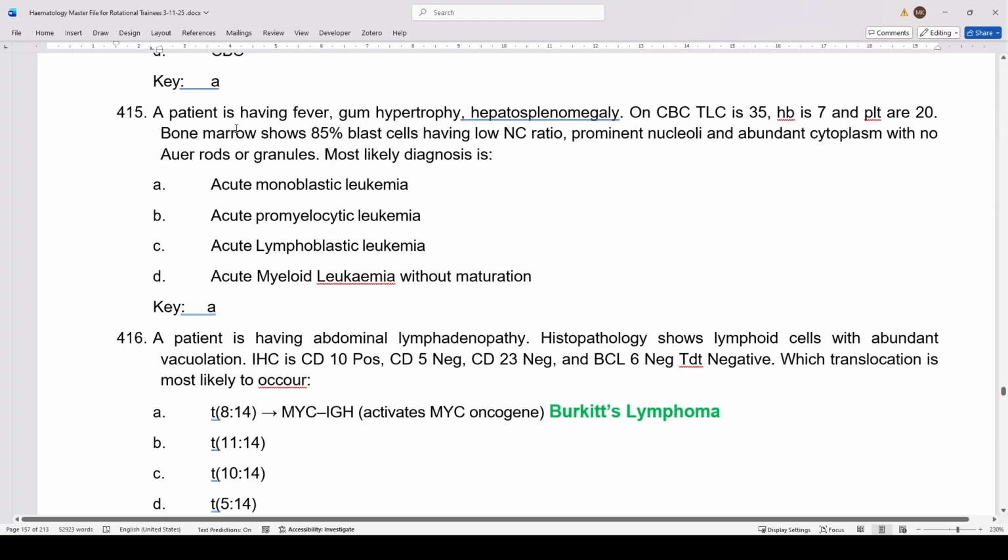Next is a patient having fever, gum hypertrophy, and hepatosplenomegaly. On CBC, TLC is 35, raised, HB is 7, platelets are 20.